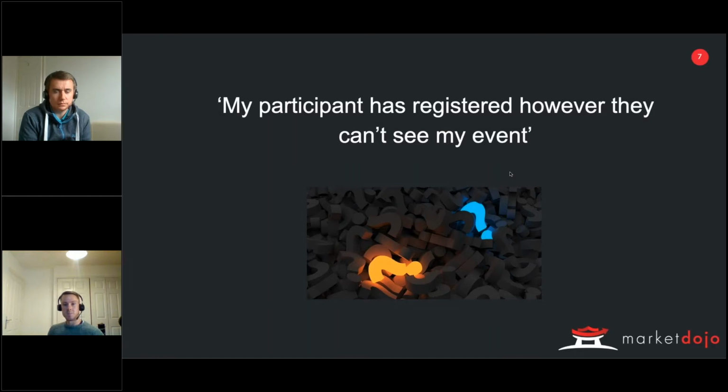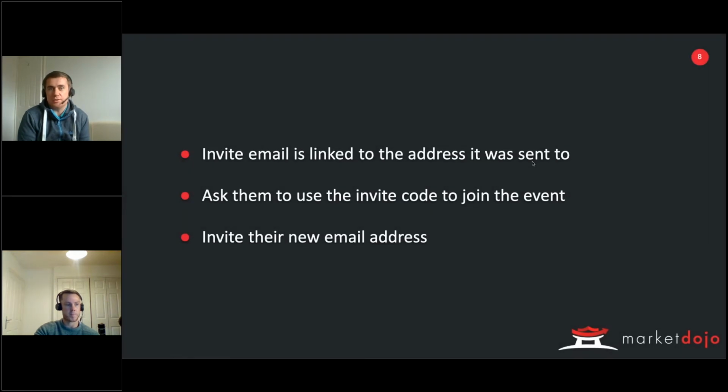Okay, so my participant has registered, however, they can't see my event. Another common one involving invite emails is someone will receive an invite. Just say I received an invite to an event, and then I ask Pete to sign up and join. When Pete creates his account, he won't see the event because the invite has been linked to my email address and not Pete's. So some people will log in thinking that they'll be able to access the event because they work in the same company, but it doesn't work like that at all.